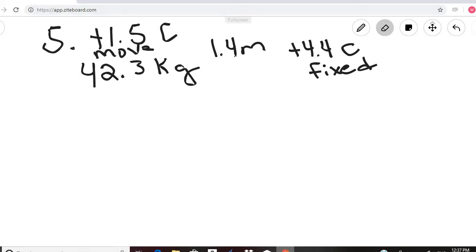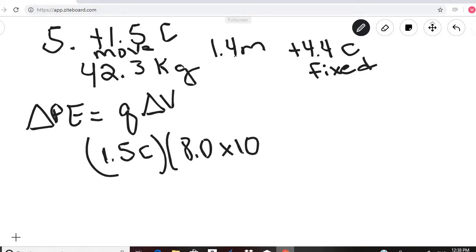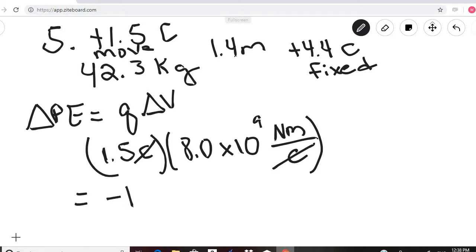So delta PE, the change in potential energy, is equal to Q delta V. Q is the charge of the moving particle, so it's going to be 1.5 coulombs, and the delta V that we calculated was 8.0 times 10 to the 9th volts, which is a Newton meter over a coulomb. So the coulombs will cancel, and the change in potential energy is equal to negative 1.0 times 10 to the 10. This should be a negative here.